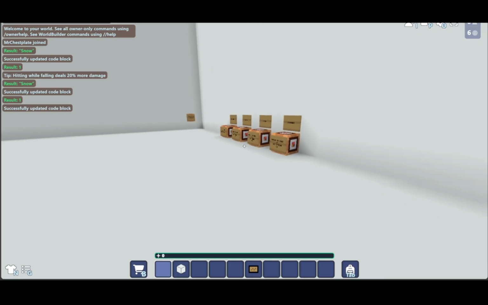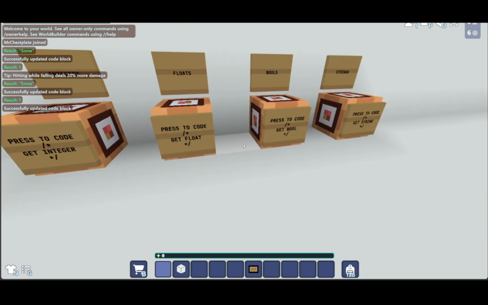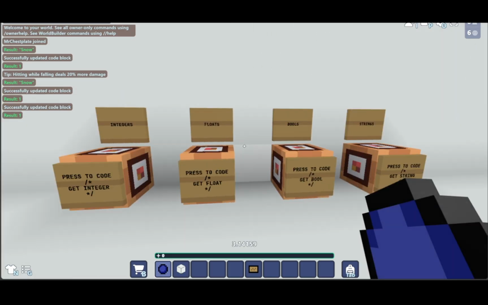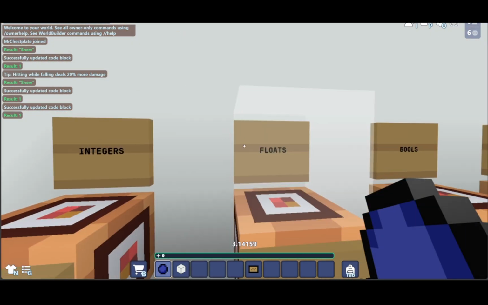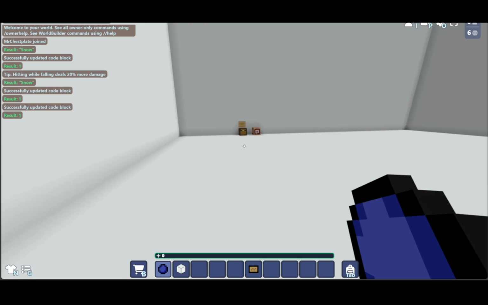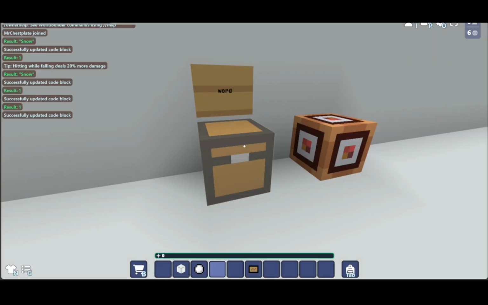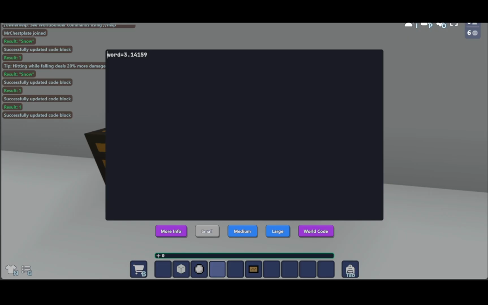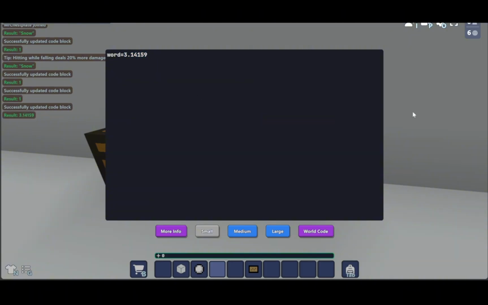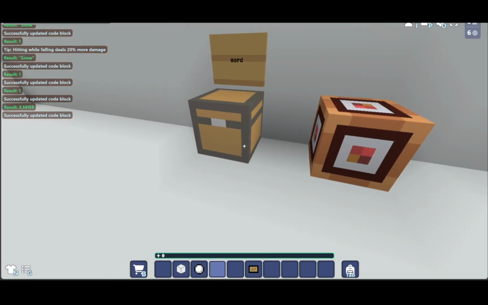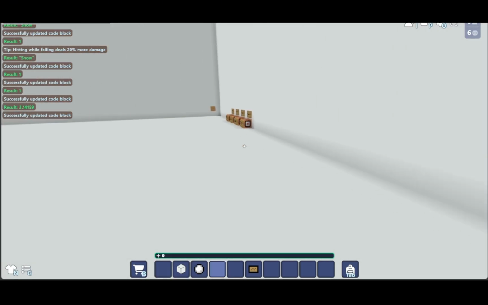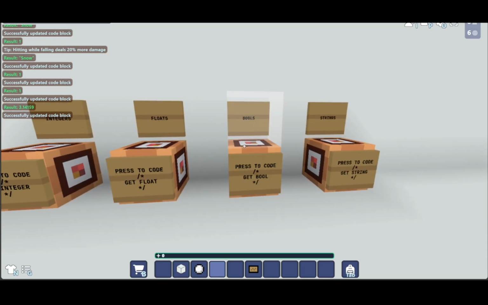Now the next one is called floats. Floats are very easy to understand. They're just numbers with decimal points, like 3.14159. Note that integers cannot store numbers like this. They can only store whole numbers without decimal points. If I put this here, it will be the equivalent of word equals 3.14159, in which word is the name of the chest or variable.